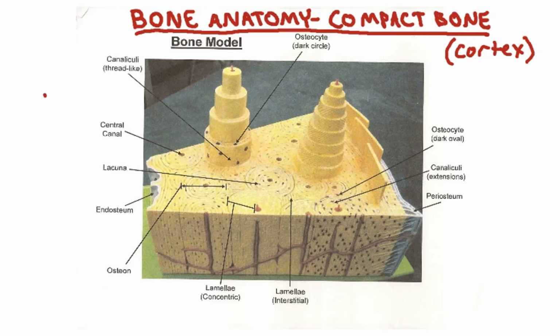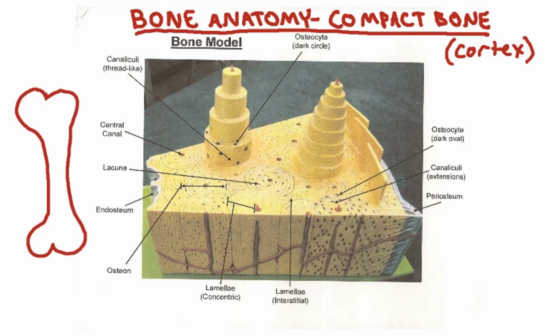So if we go back to my generic long bone that I've been drawing for this series, if you remember, the outermost part of the long bone shaft is called compact bone, and it's called compact bone because it's just that. It's compact, it's very dense, and it's very hard, which is why we want it on the outside. We want it to be the outside protective layers of the bone.